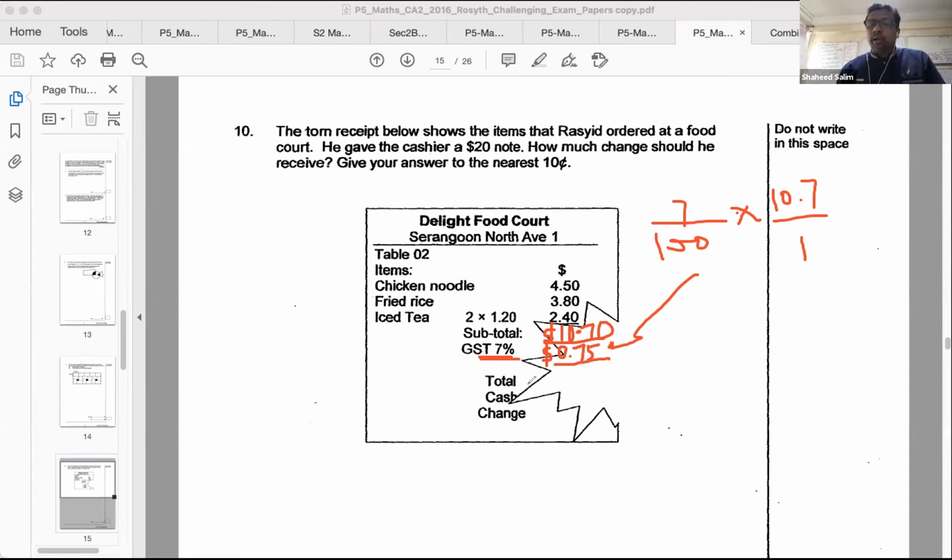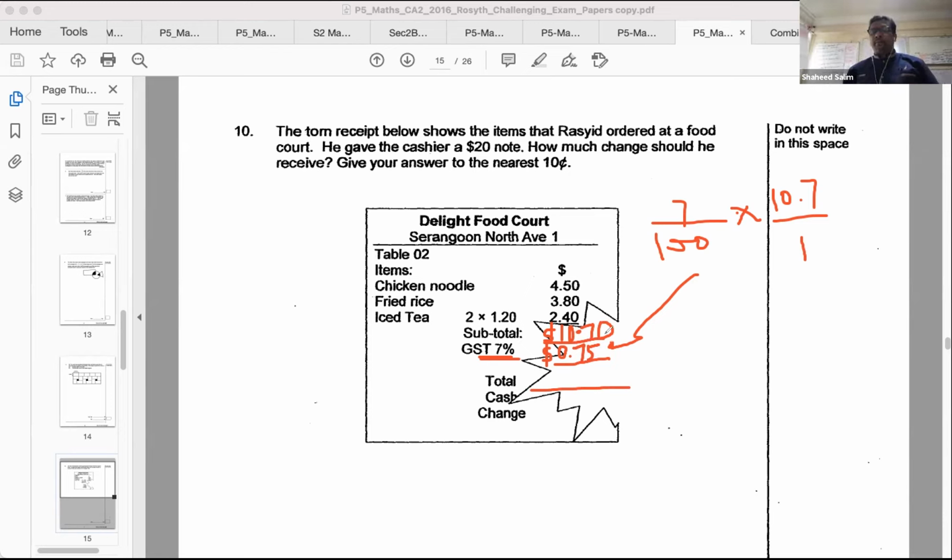So now what is the total of the bill you need to pay? You must plus the two. Can you plus the two? How much do you need to pay the restaurant? $10.70 plus 75 cents. How much must you pay? Add the two. Come on, add the two.